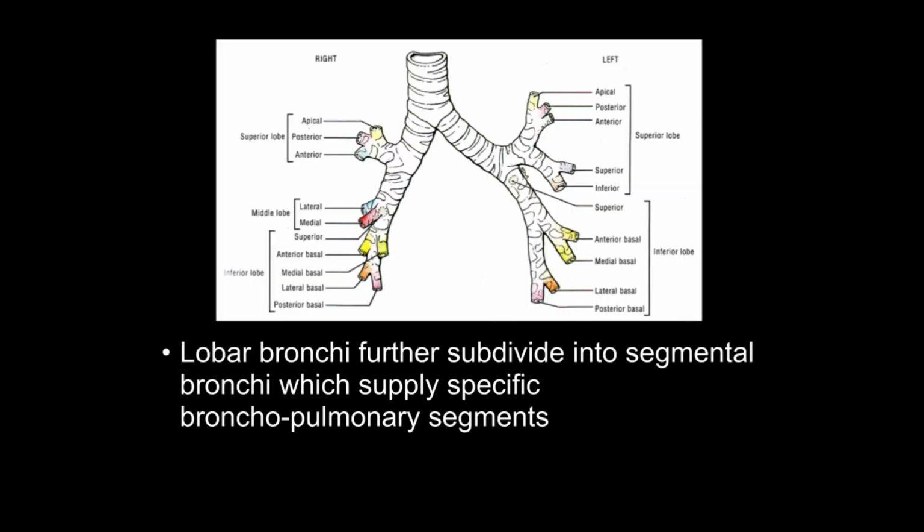Okay, as mentioned, the primary bronchi will further subdivide as they go into the different lobes. So remember, the right lung has 3 lobes. Thus, for each lobe, there is one lobar bronchus each. Whereas for the left lung, since there are two lobes, you have one bronchus per lobe, so two lobar bronchi.